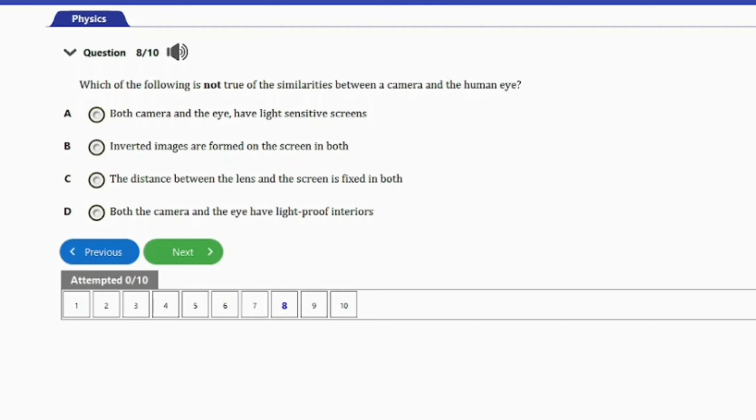So guys, the answer to this question here is option C. The distance between the lens and the screen is fixed in both. Actually, the distance between the lens and the screen, which is the retina in the human eye, is fixed. But guys, the distance between the lens and the screen on the camera can be varied, and as such, option C here is not true for the similarities between the camera and the human eye. And that's it for this question. Let's go ahead and consider the next question, guys.